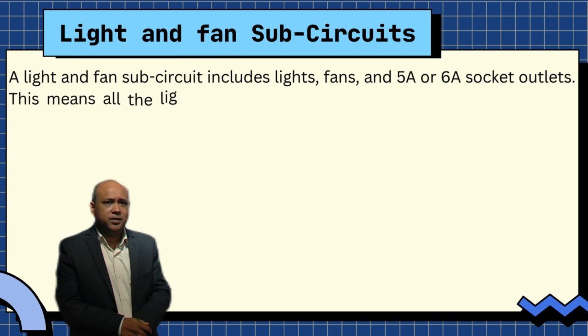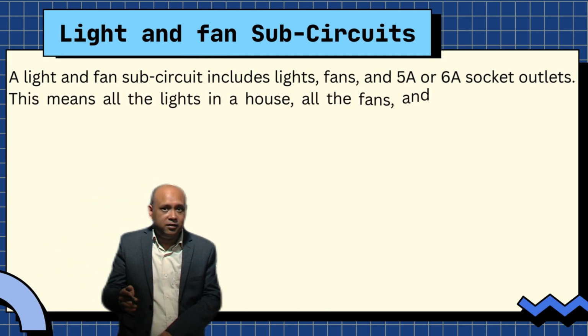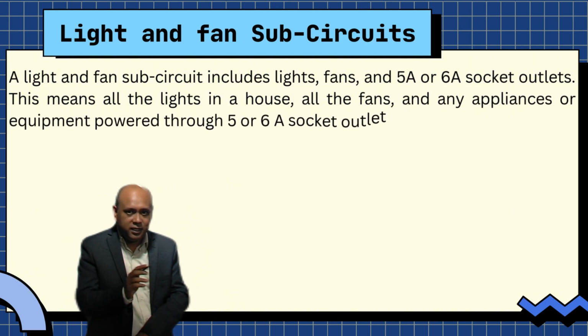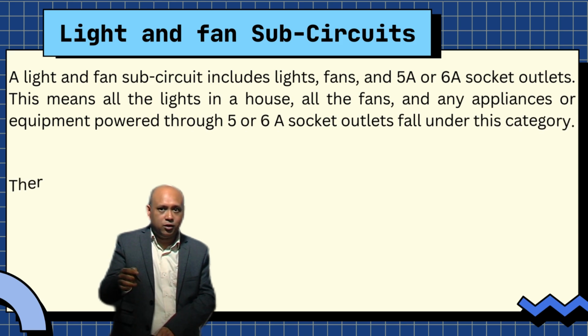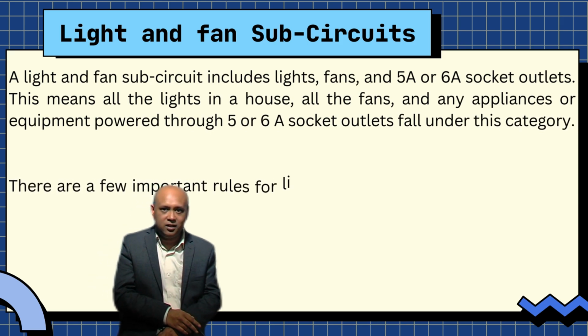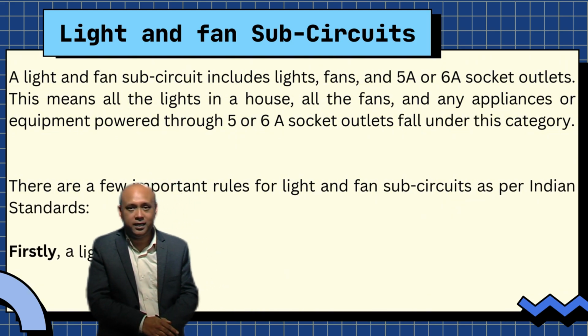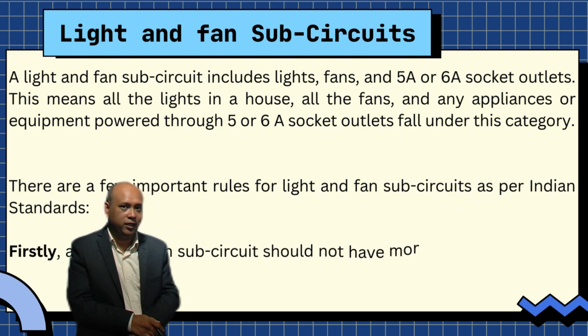A light and fan sub-circuit includes lights, fans and 5 ampere or 6 ampere socket outlets. This means all the lights in the house, all the fans and any appliance or equipment powered through the 5 ampere or 6 ampere socket outlet falls under this category.